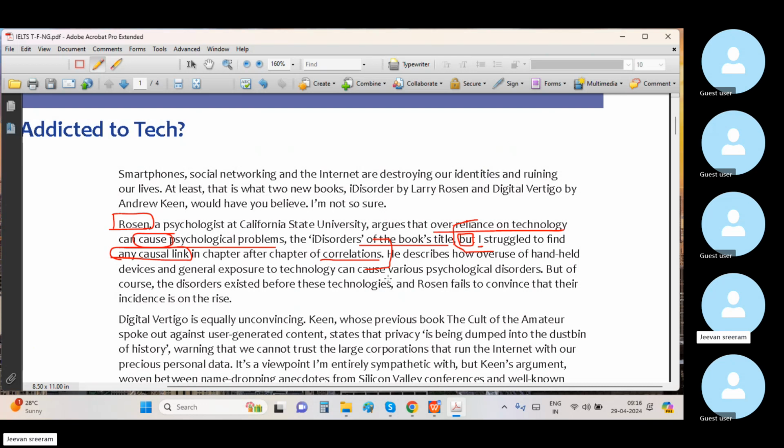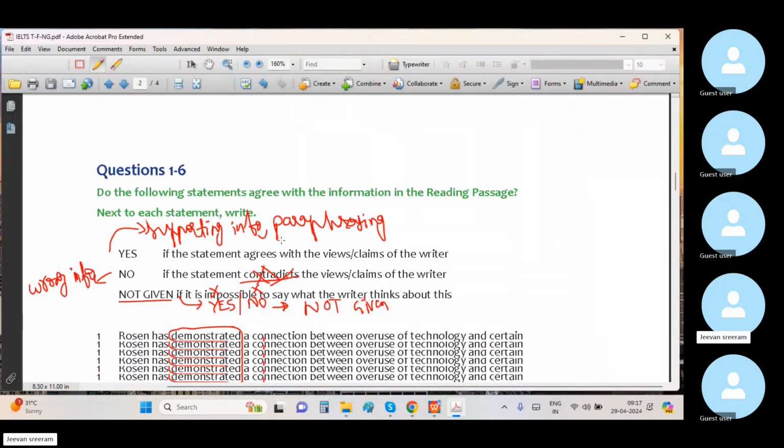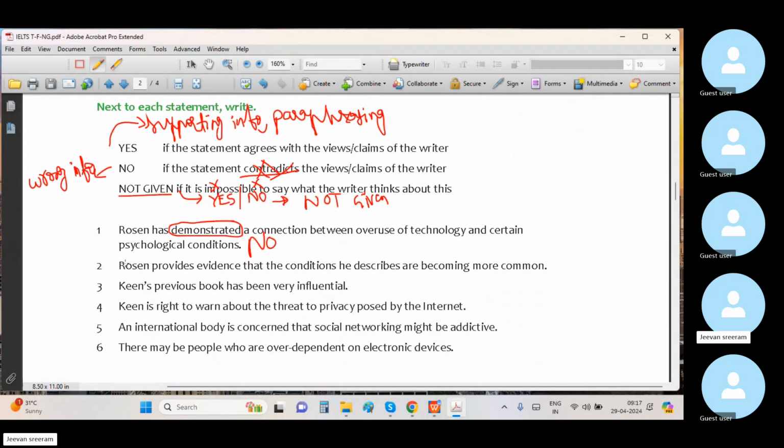The author has his own reasoning for that. Because these disorders actually existed before the arrival of these technologies. So if Rosen's claim is true, there must be a greater number of cases of psychological problems or conditions like this, no? There is no such thing. So Rosen must be wrong as per the author. Okay. Next.